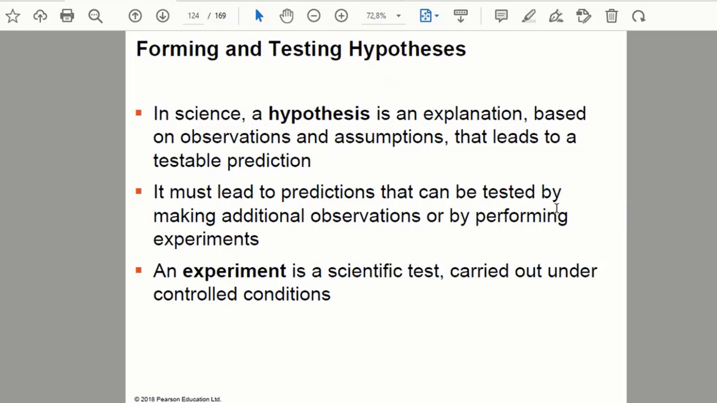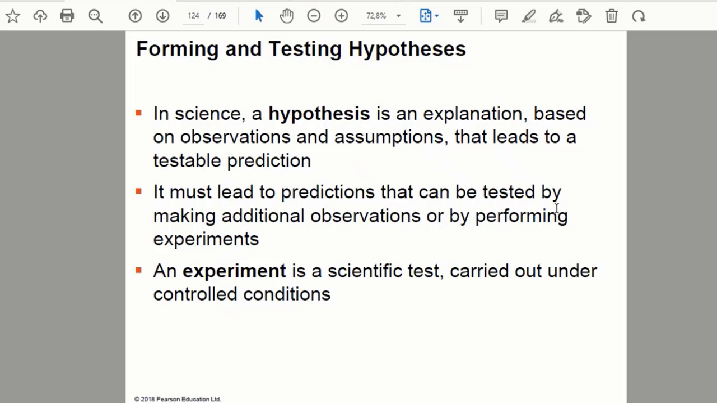What we were talking about is that in essence, a hypothesis is an explanation based on observation and assumption that leads to a testable prediction. So you're going to make an observation and you're going to make an assumption. When you make that assumption, it should be tested, and we should be able to test it. So whatever you're going to do as your research, it has to be testable.